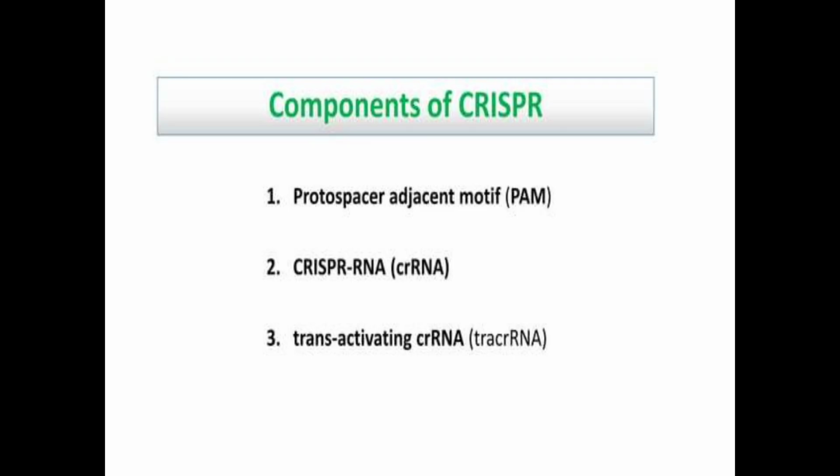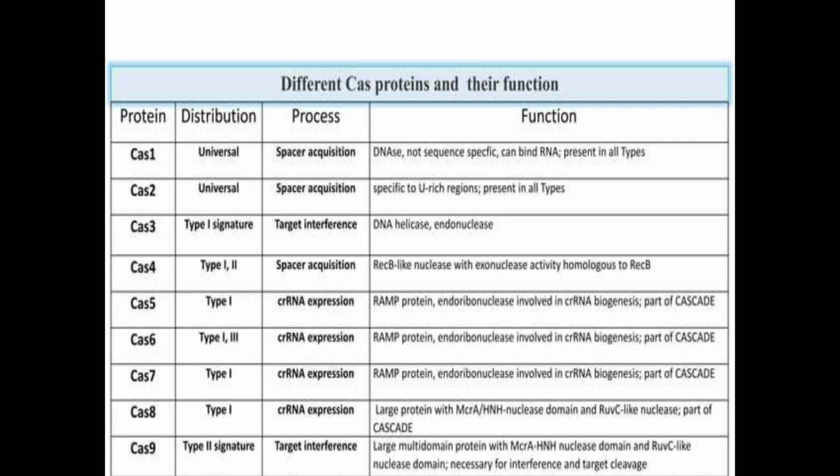So here we can see the components of the CRISPR, that includes PAM, that is protospacer adjacent motif, CRISPR RNA, crRNA, and trans-activating RNA, we call it tracrRNA. Here we have the different types of CRISPR proteins associated with this function from Cas1 to Cas9. Each one has its own function. You can read the table.